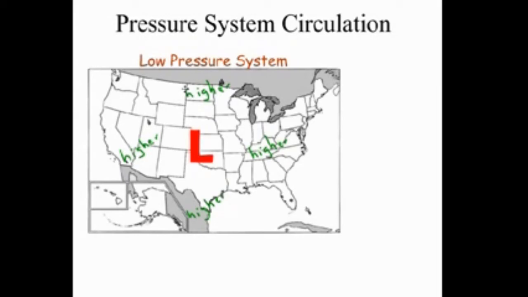So the air is being pushed that way from high pressure to low pressure, but we know that it's not actually going to move that way. It's going to curve to the right. So the air will move this way, to the right. High to low, but curves to the right.